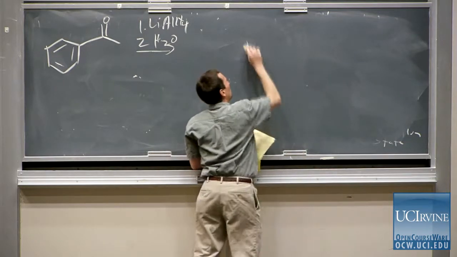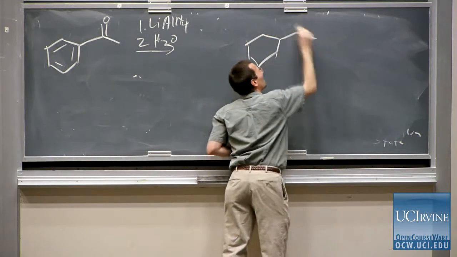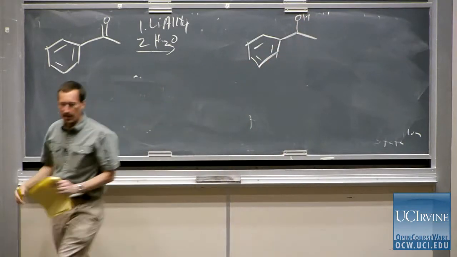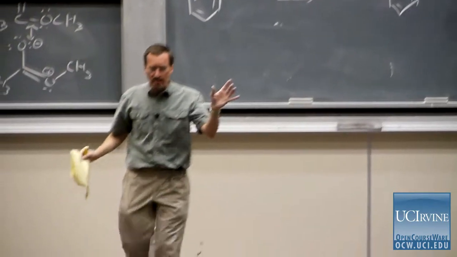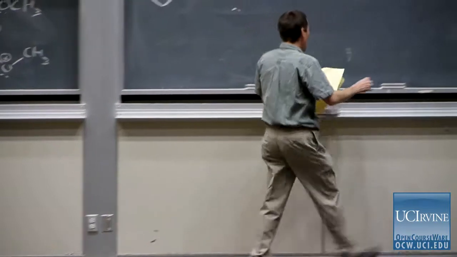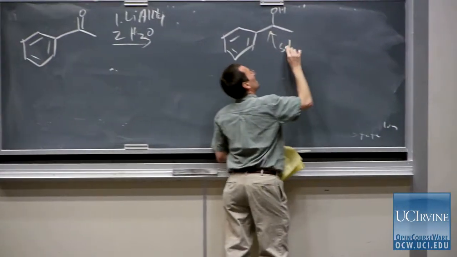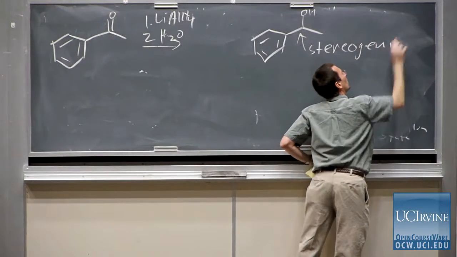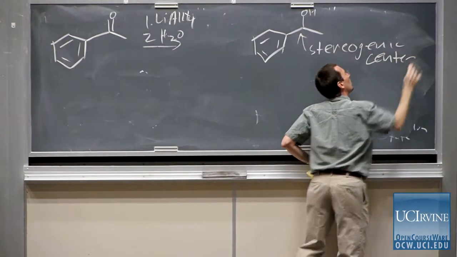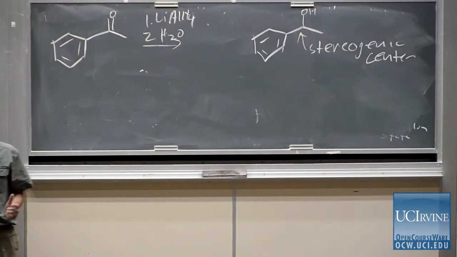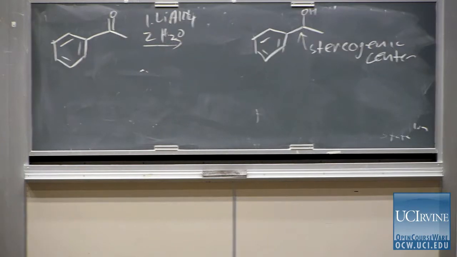And I write this alcohol as our product. Even though I have written that molecule flat, there is a stereogenic center in it. The carbon is a stereogenic center. By that I mean there are 4 different substituents attached to that carbon. Doesn't matter whether I draw it or don't draw it, it is.